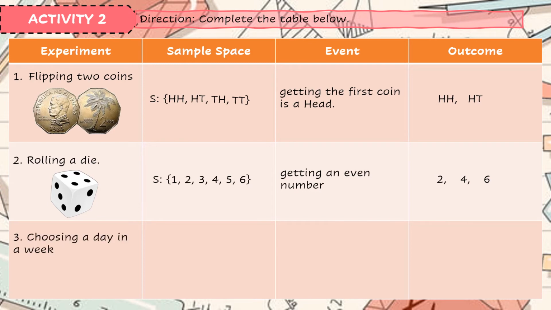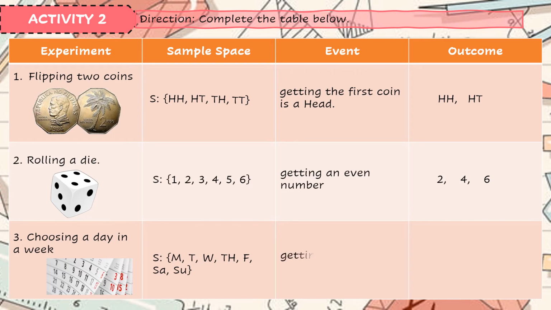For number 3, choosing a day in a week. Kasi 'di ba? Ang complete list natin for number 3 is Monday to Sunday. But if I want to get or choose the weekends, the possible outcomes are Saturday and Sunday.